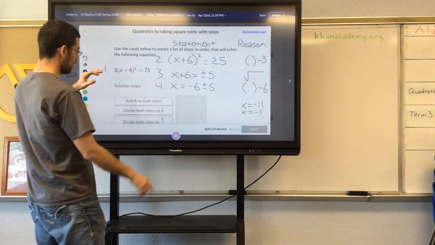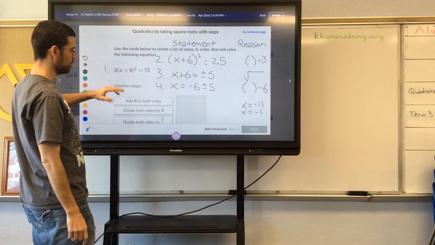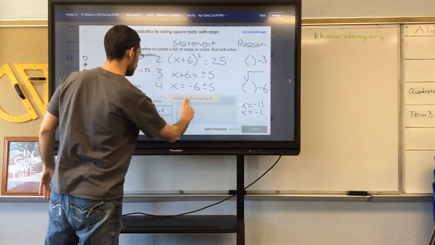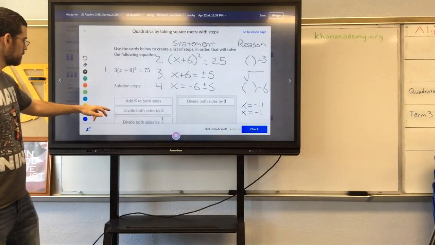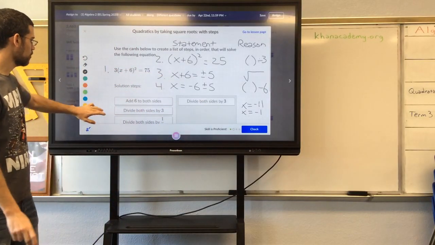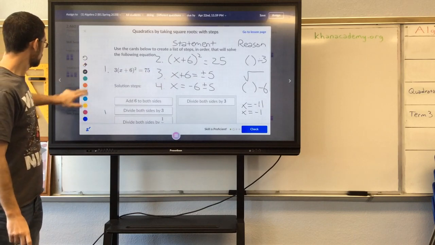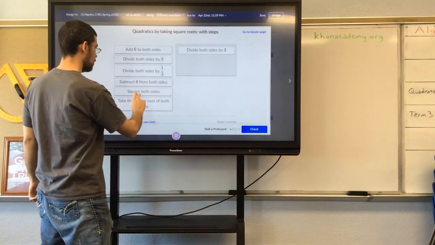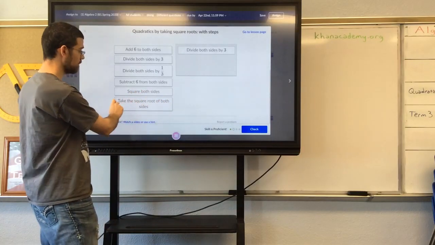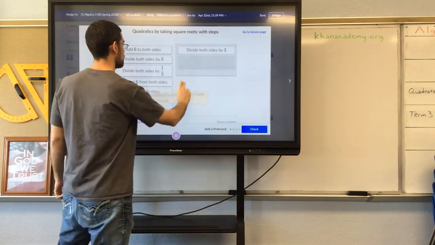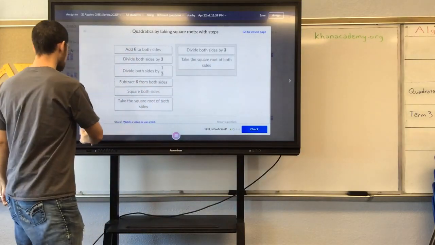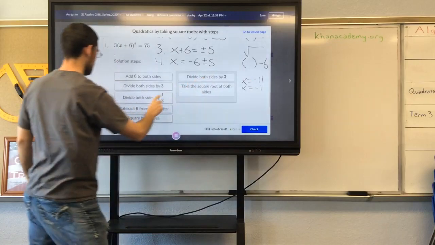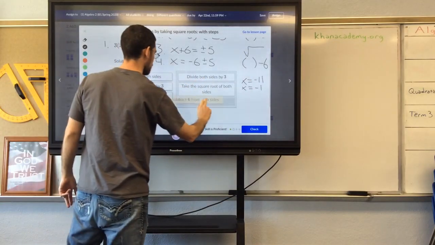Okay, so they want to know, what did we do in what order? Well, the first thing we did was divide by 3, so we'll pull this over here. The second thing we did was take the square root of both sides. Square, not square both sides, take the square root of both sides. And then the last thing that we did was subtract 6 from both sides.